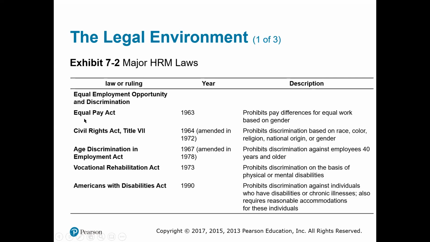So you have, say, the Equal Pay Act, which prohibits pay differences for equal work based on gender. You cannot make gender discriminations, and if somebody is doing equal work, they should get the same pay. The Civil Rights Act prohibits discrimination based on race, color, religion, national origin, or gender. Age discrimination law prohibits discrimination against employees 40 years and older. So you just can't say somebody's old for a particular job and discriminate based on that.